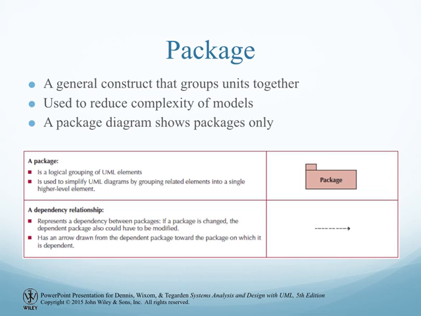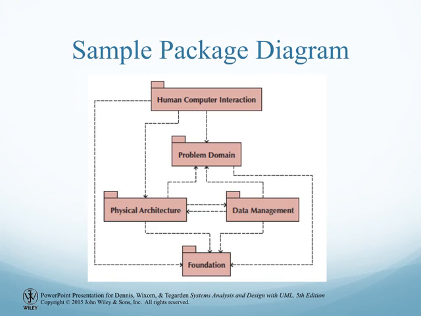The dependency relationship, be careful of, because it's a dotted line with an arrow. The arrow does not point to any message being passed or anything like that. It's pointing to what this package is dependent on. And I'll give you an example here in the next slide where we have a sample package diagram. You can see these are just the different layers that we were talking about. These different 5 layers all have specific tasks involved in the system.